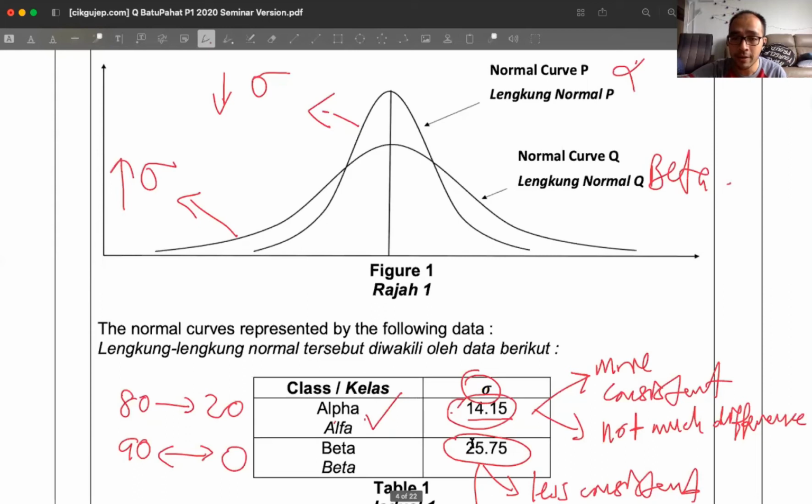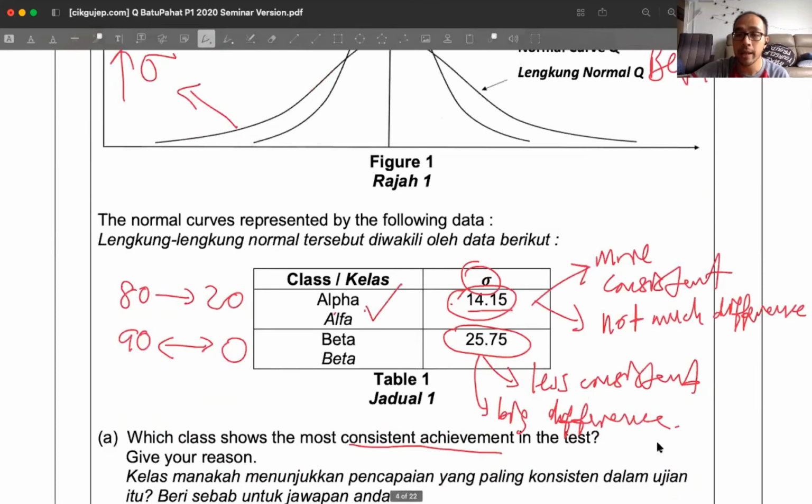When you look at the value of the standard deviation, think about a few things. Small standard deviation means it's more consistent. The difference in the marks is not very much different. Okay, and in terms of the normal distribution curve, it is a higher curve, thinner. But with the fatter and flatter curve, if the curve is flat and much more spread apart, then the standard deviation is bigger. Standard deviation bigger means it is less consistent and there's a big difference.